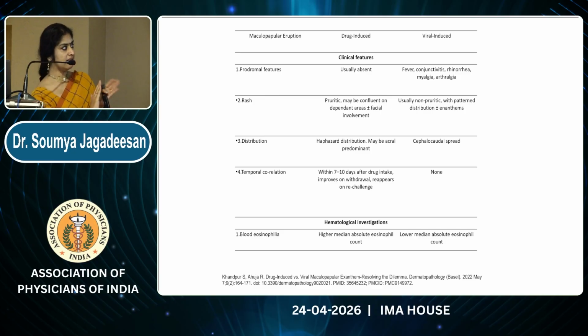So these are, in simple pointers, viral versus drug. In viral, there is a progression. In drug, there is no progression, but mostly acral predominant. And drug is generally very pruritic. Viral is usually non-pruritic. And prodromal features are seen in viral, not so much in drug. And eosinophilia can be a pointer more towards the drug.